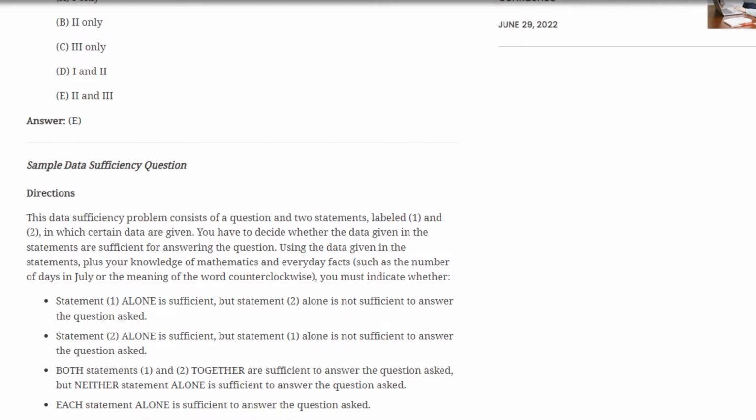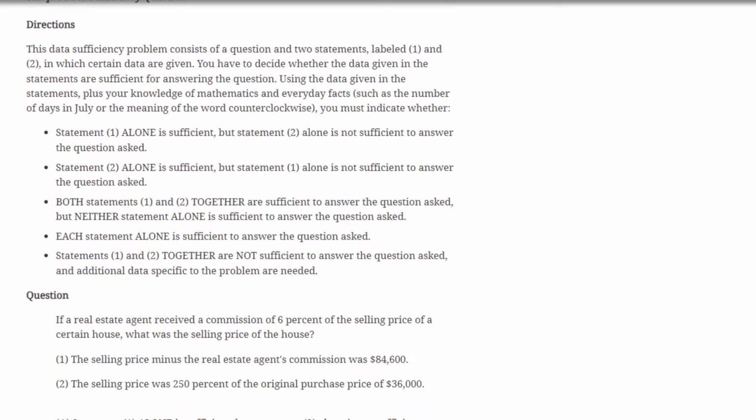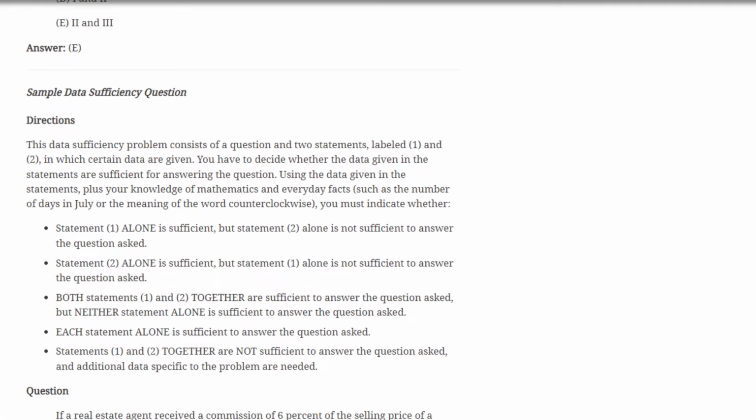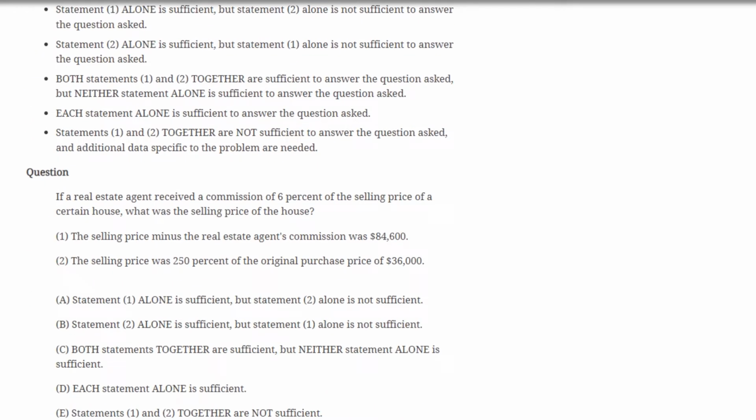For data sufficiency, you will have some information, okay, and there will be 2 statements given to answer the question. For example, there is information about a real estate agent that received a commission of 6% of the selling price of a certain house, and you are asked to find the selling price of this house. And in order to answer this question, there are two statements given, statement 1 and statement 2. And you need to answer which of the statements is enough in order to answer this question, okay?